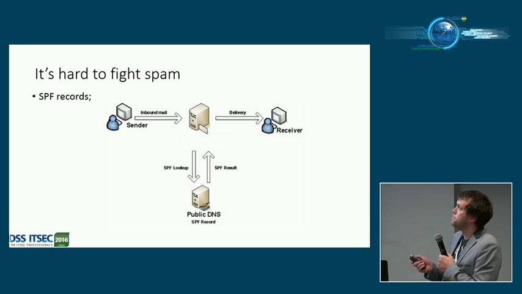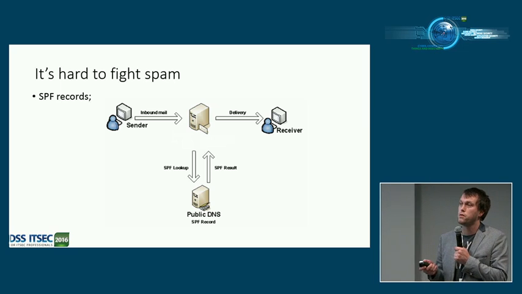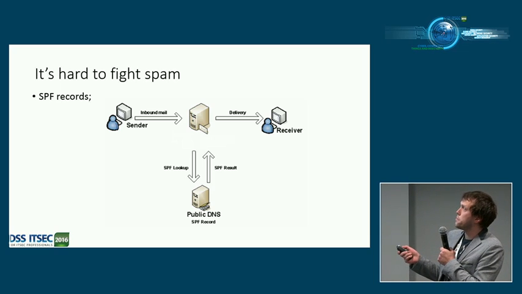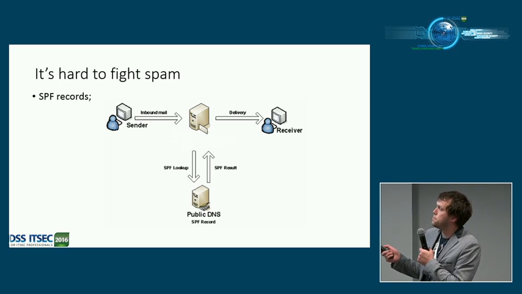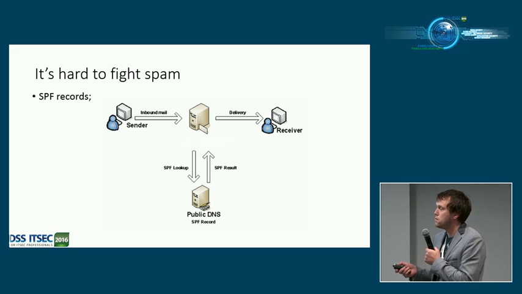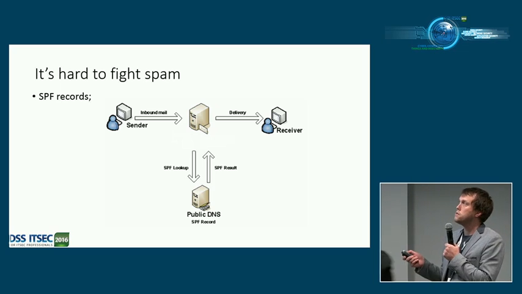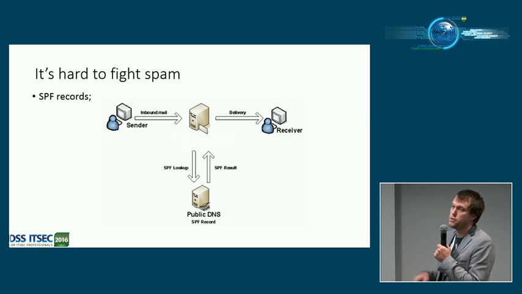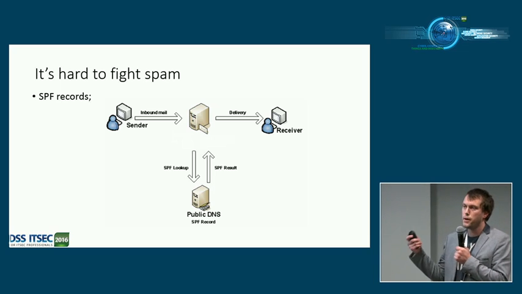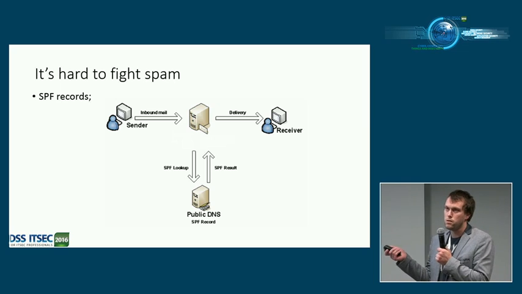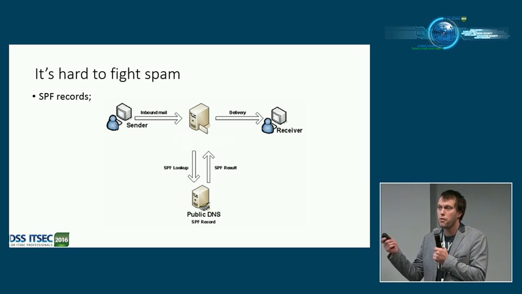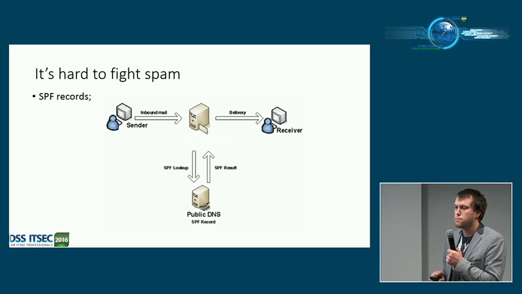Sender Policy Framework. The way it filters spam is actually quite simple. The sender sends an incoming mail to your mail server. Your mail server checks the SPF records in the public domain's DNS server, and if it's valid, it accepts the mail and sends it to the receiver. That means that the sender is saying from which IP addresses he will send mail. And if somebody else sends mail from another address, then it will be rejected.